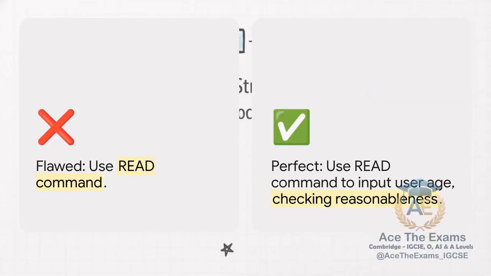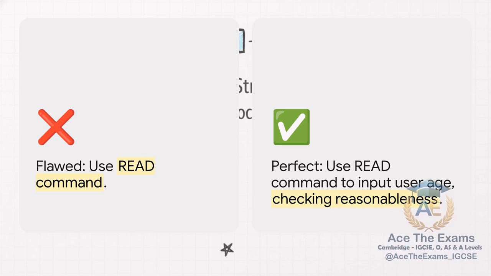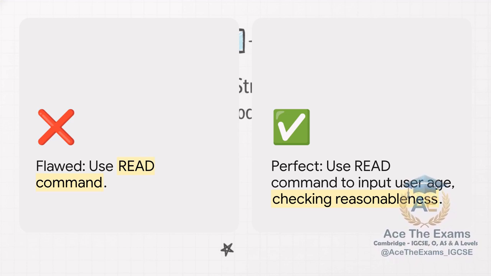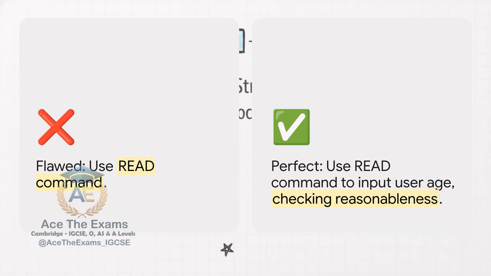Now let's look at a quick Find the Flaw challenge. If a question asks you how to securely capture data, a highly flawed answer is simply writing use read command. Now, why is that flawed? Well, because it totally lacks the context we discussed earlier.